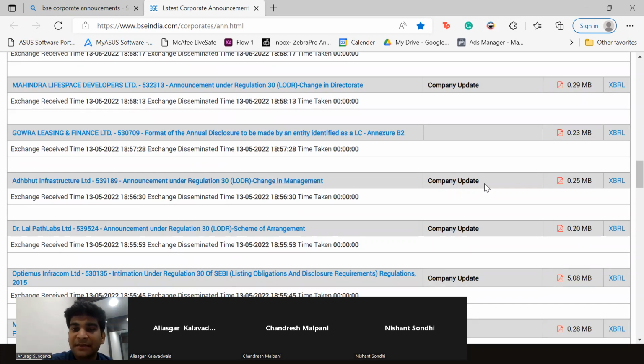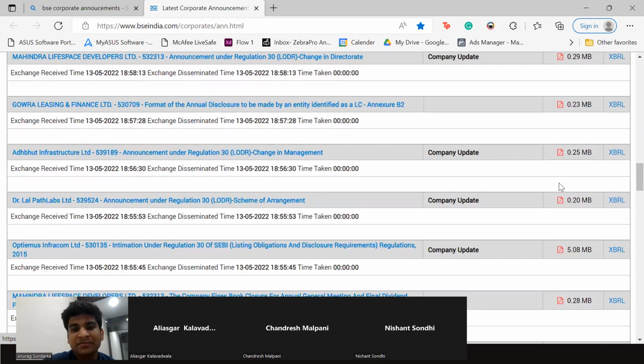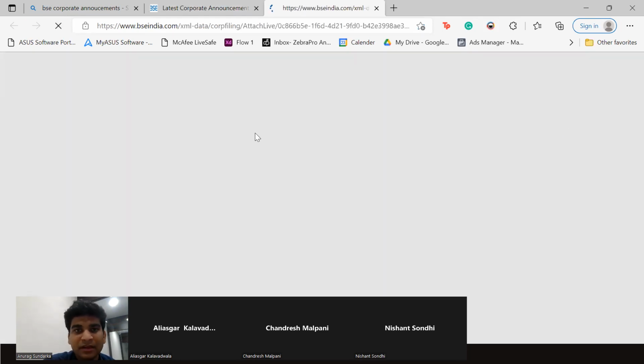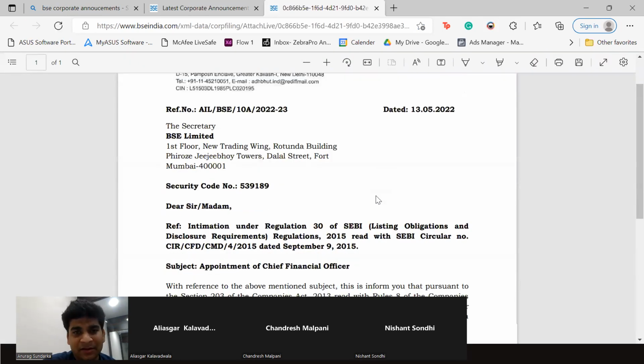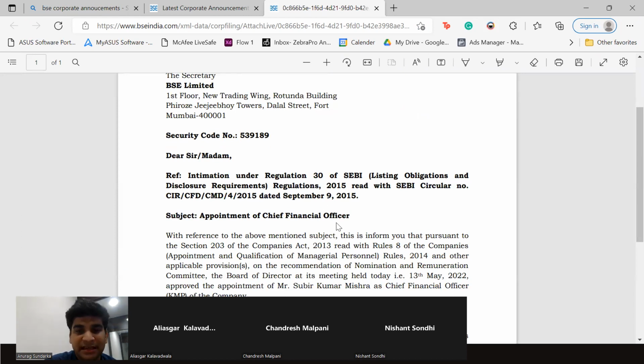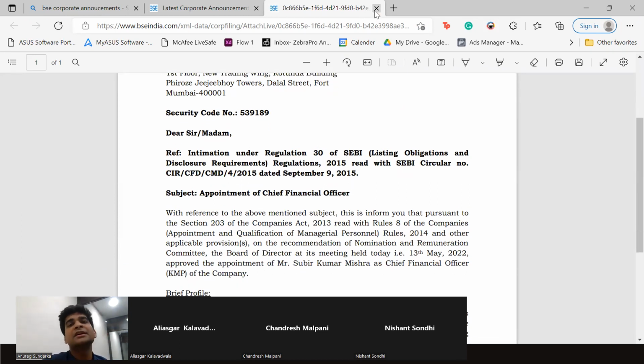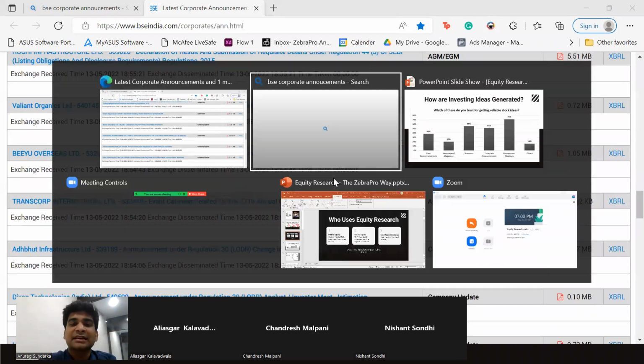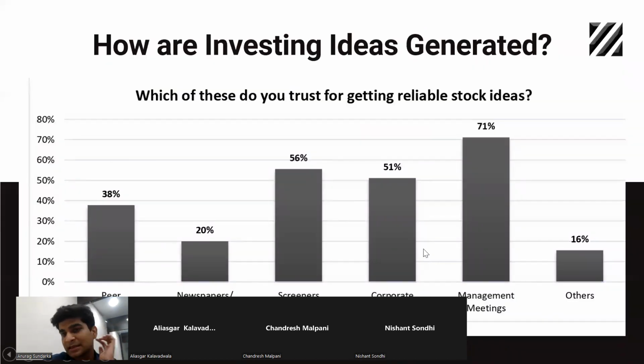Now, how significant is the management change? Has the CEO changed, or someone of a smaller rank? So we can open this here and see what has changed. Okay, the CFO has changed. A new CFO has joined the company. So you need to understand as an analyst how significant this is. And this is another very important source of ideas.